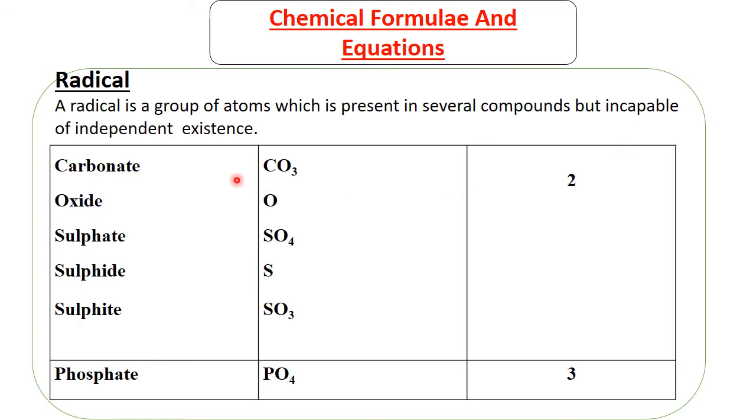So these are other radicals. I've got carbonate, oxide, sulfate, sulfide, sulfite. And be careful with these three. Sulfate, SO4, sulfide, sulfite, SO3. The valences are 2. Then we have this one, phosphate, which is PO4, and the valency is 3.